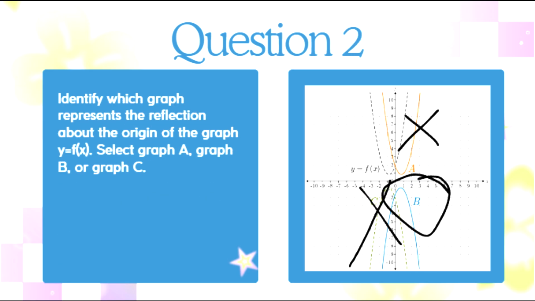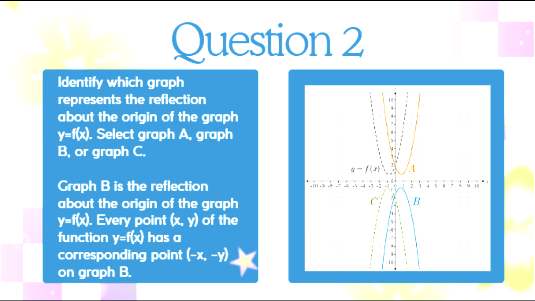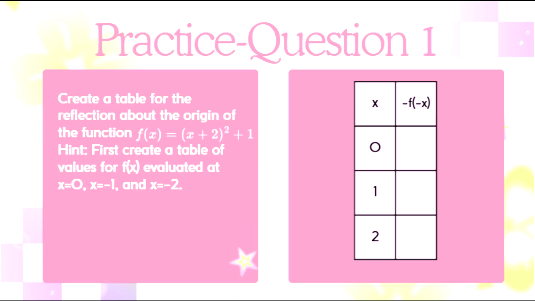Okay. Here's question number 2. Identify which graph represents the reflection about the origin of the graph y equals f of x. Okay, here's our original. This you should be able to do. It can't be this one because it only reflected over y. It can't be this one because it only reflected over x. It has to be B. Ta-da! Okay, now we're at the end of the lesson.